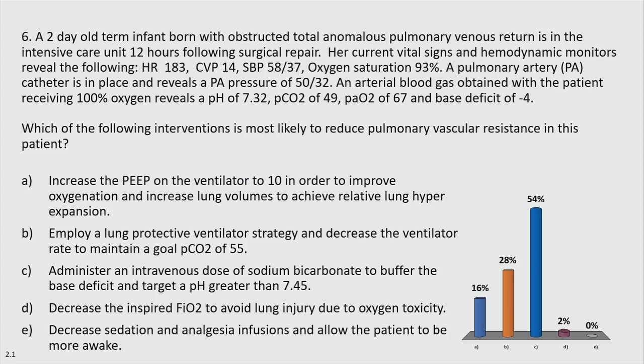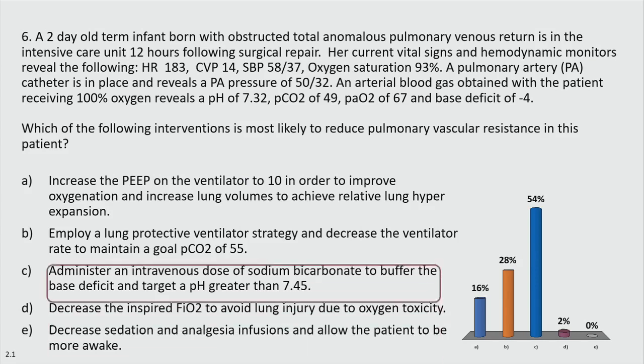So totally clear. And 16% of you thought it was increasing PEEP. 28% of you thought that using a lung protective strategy and decreasing the ventilator rate to maintain a PCO2 that was a little bit higher. And the majority of you thought that administering a dose of bicarb would be the best way to reduce PVR, trying to change the pH. Maybe one of you thought that decreasing the FiO2 would be helpful.